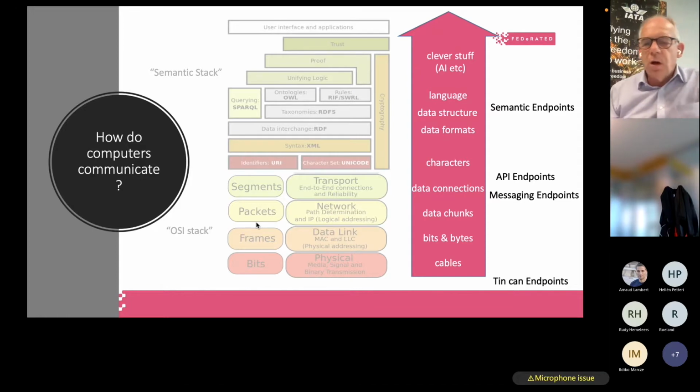We can form them into words. We put them into certain data formats. And we then talk about structures. And now we get to language. And this is where we want to be, and the semantic endpoints at that level.